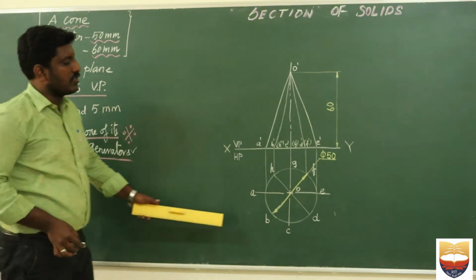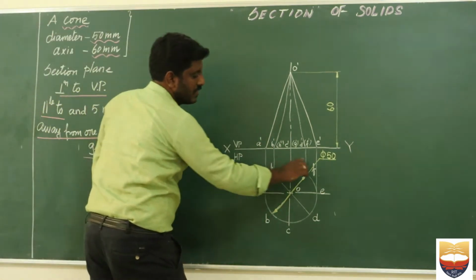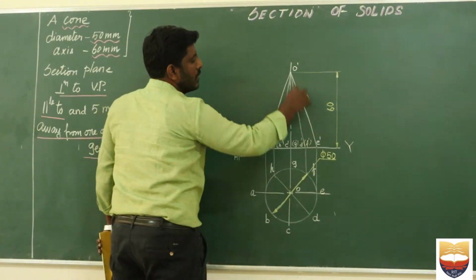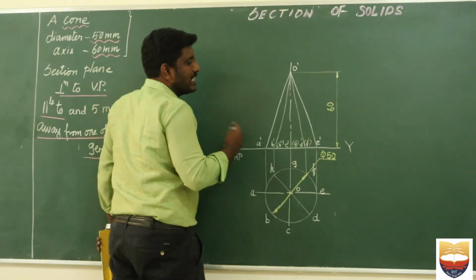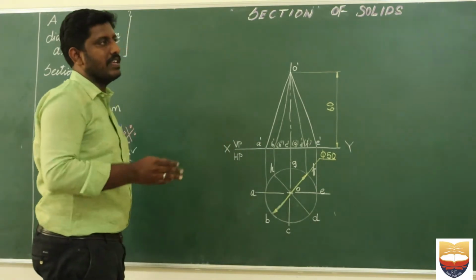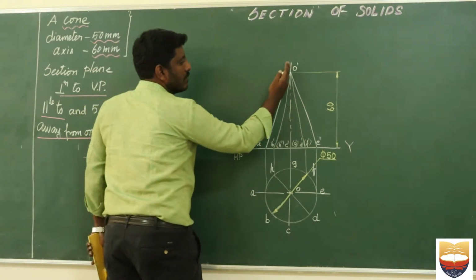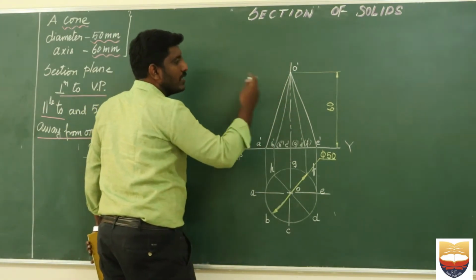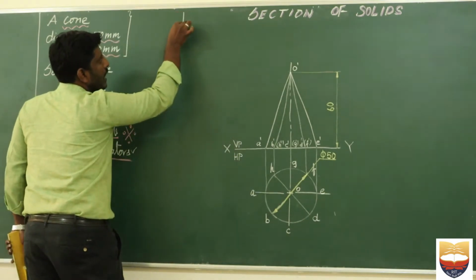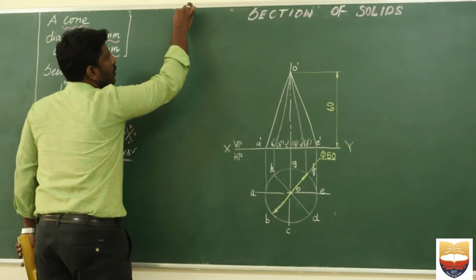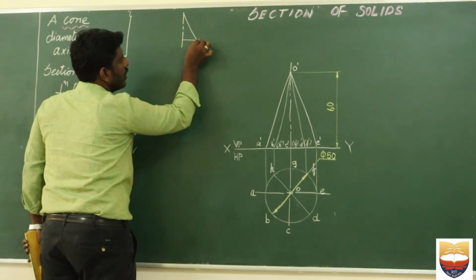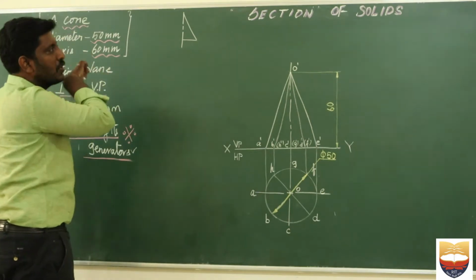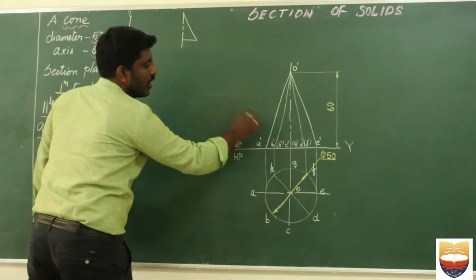Here I have drawn the simple position of a cone where the base is resting on the horizontal plane. Hence the top view will be a circle and the front view will be a triangle. So what is a generator? As I discussed in the basic classes, generators are nothing but imaginary lines drawn. We obviously know that a cone is created by rotating a right angled triangle. I hope you know this already; it has been taught in my classes. So when I rotate this right angled triangle with respect to this axis, we can create a cone.